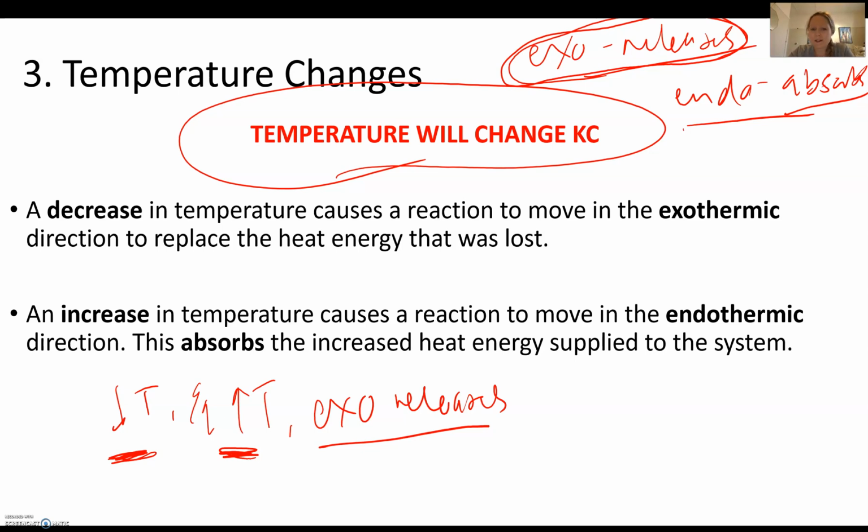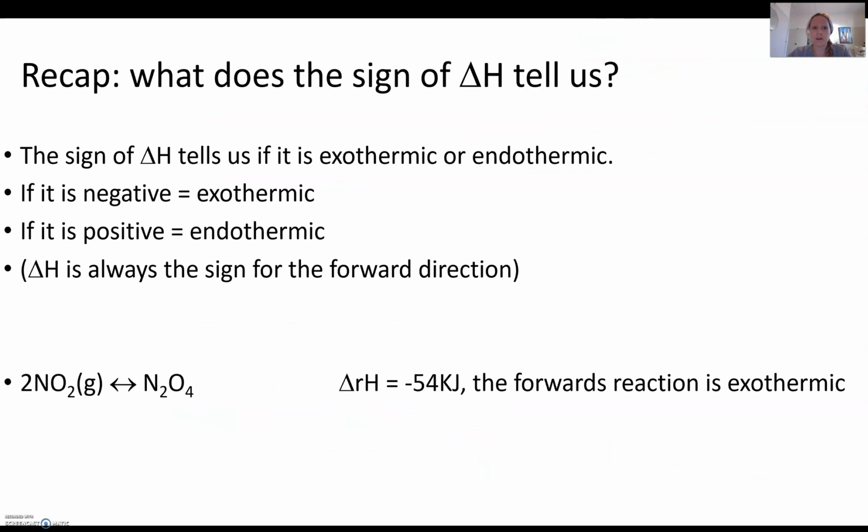And that means that the opposite's going to happen if we increase the temperature. So if we increase the temperature, the equilibrium is going to shift to decrease the temperature to minimize that change. And therefore it'll shift in the endothermic direction, which will absorb the added heat energy. And so it's really that simple. It follows this sequence of 3 steps every time for all of your temperature changes.